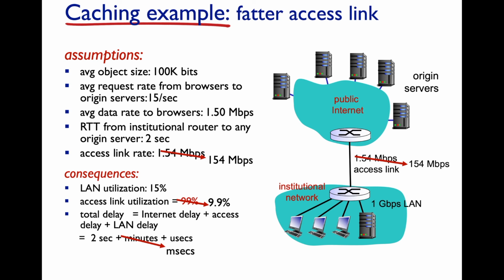So if we were to redo our calculation about the total delay end to end, well, the internet delay hasn't changed. That's 2 seconds. The LAN delay locally on that gigabit network, that hasn't changed. That's in microseconds. And lastly, the one that has changed a lot is the access link delay. And that's going to be in the order of milliseconds, because we're not using too much bandwidth of the access link. Fractionally, it's relatively small. It's 9.9%.